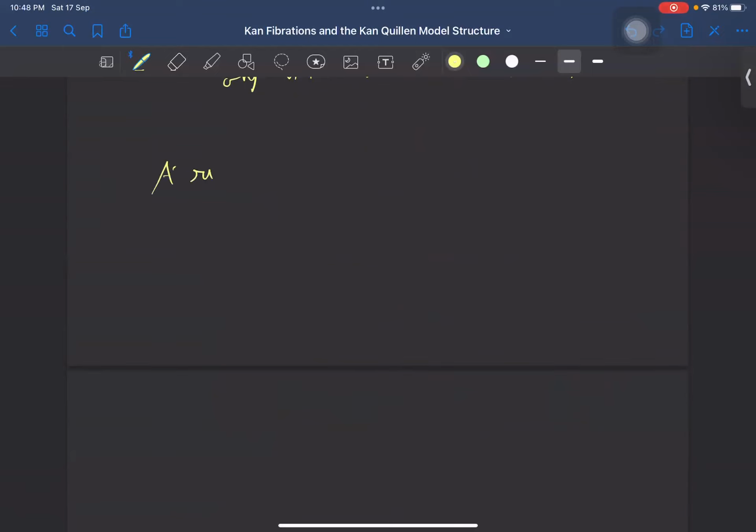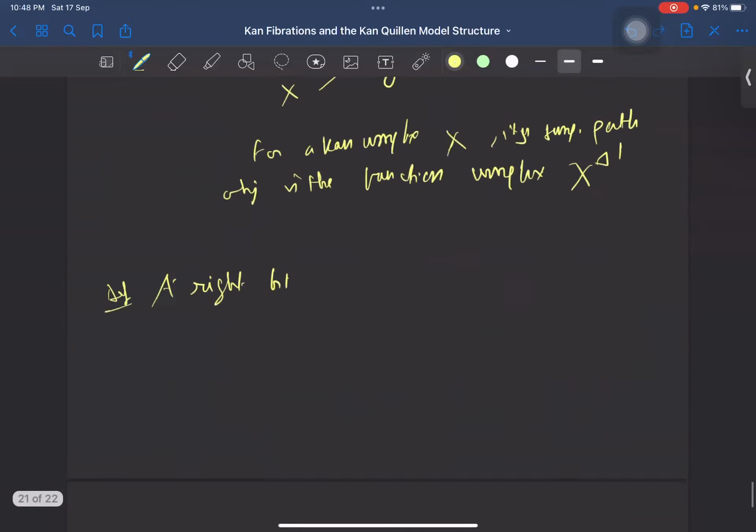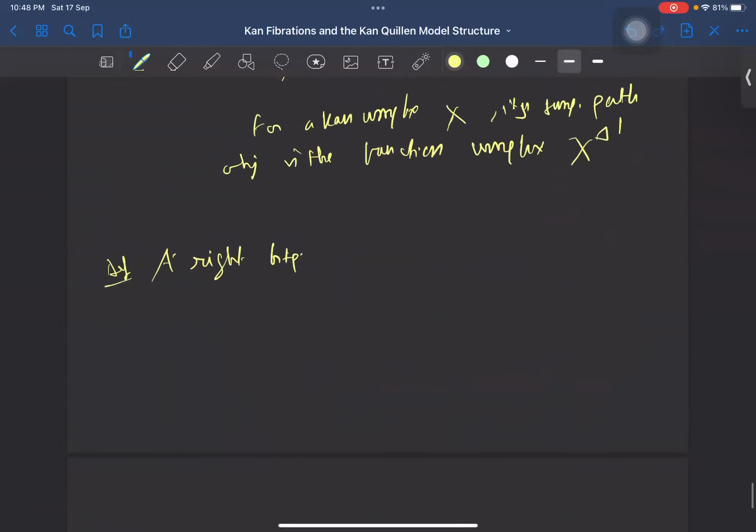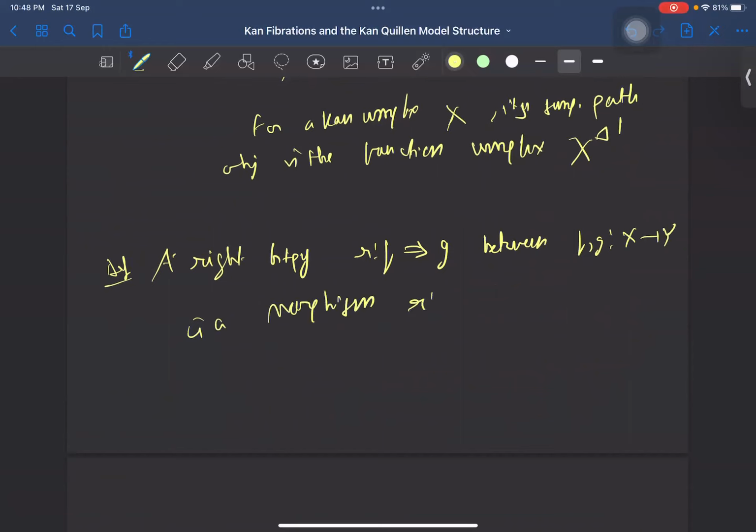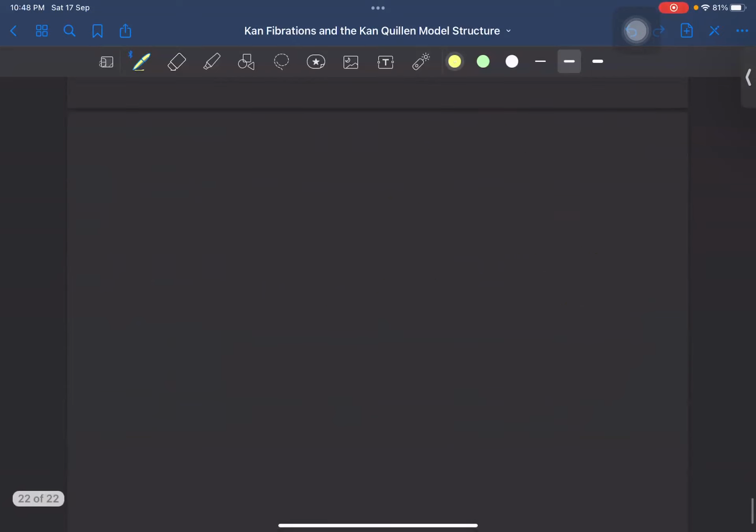So now I'll define a right homotopy. A right homotopy, we call this R, between, again, the maps remain the same, is a morphism such that the following diagram commutes. So let me draw it real quick.